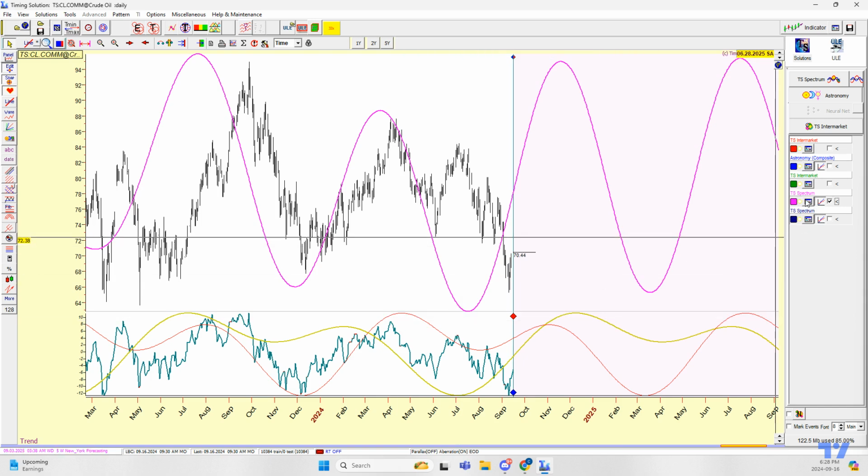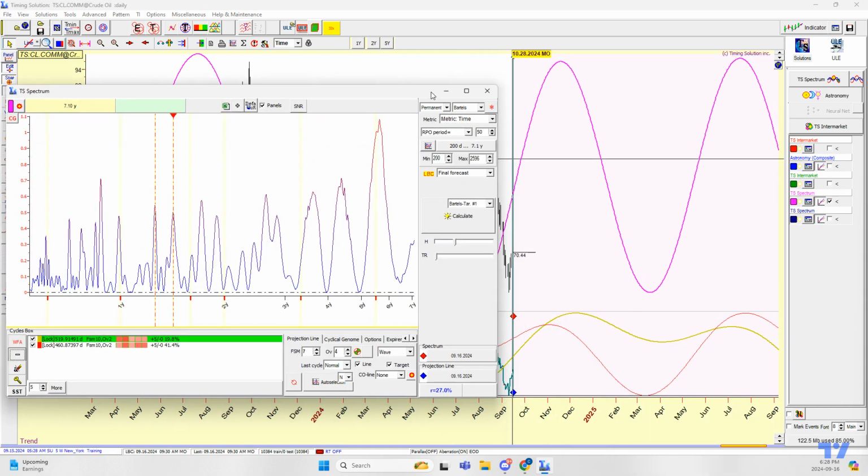Now here is a cycle. This is based on permanent economic cycles. I asked the computer which are the strongest cycles. We like to see cycles with really strong thin peaks.